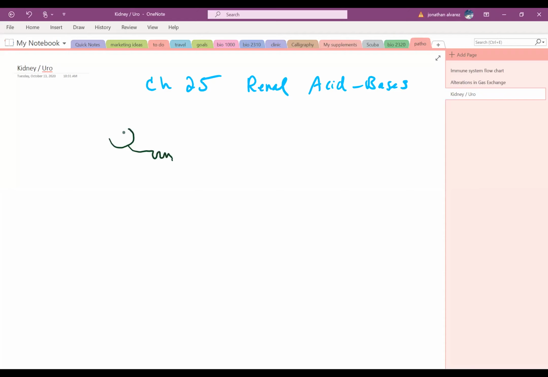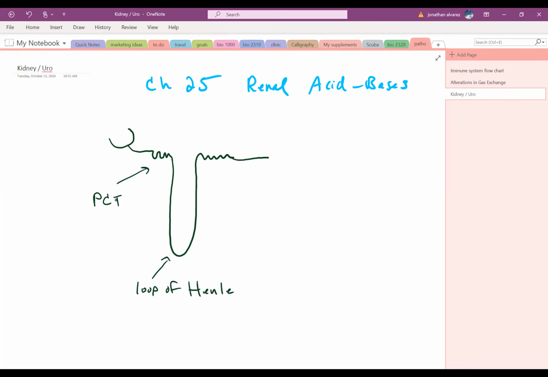All right, so okay, this is the loop of Henle. Okay, this would be the proximal convoluted tubule. And this would be the distal convoluted tubule.